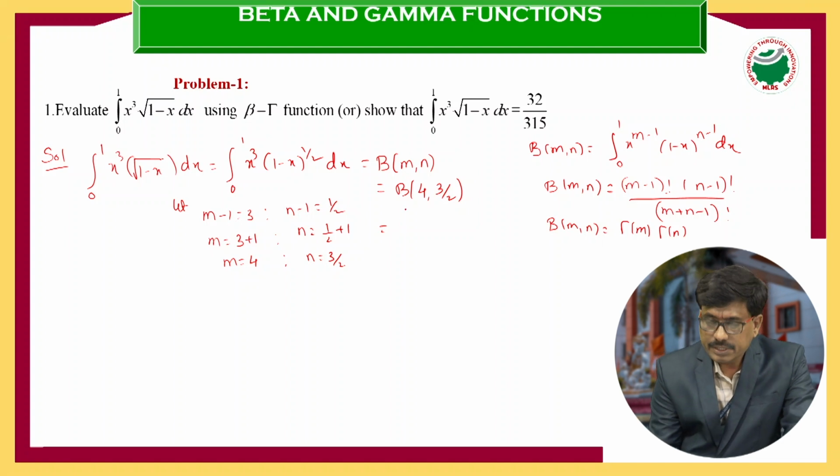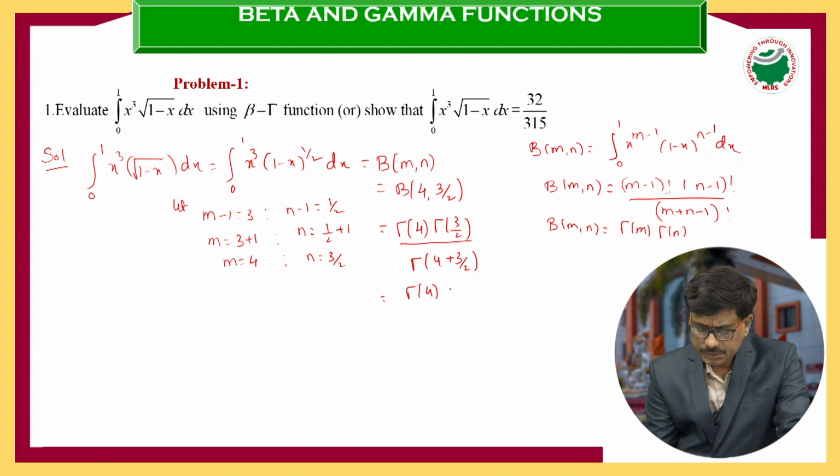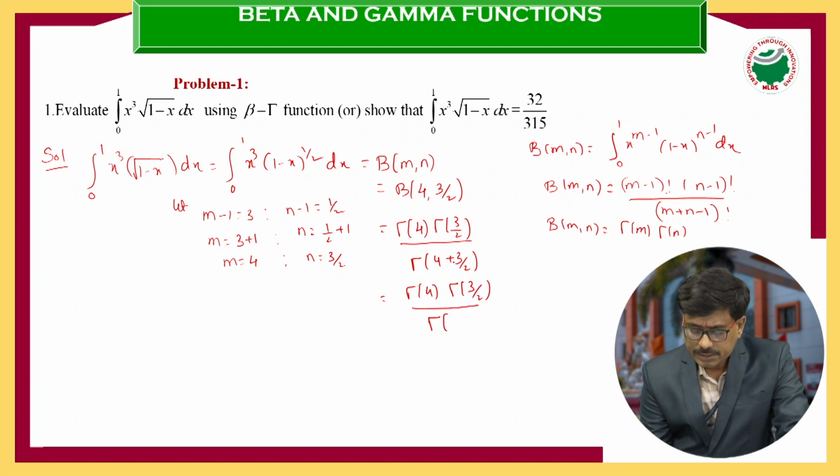Now I am converting beta into gamma functions: gamma of 4, gamma of 3 by 2 whole divided by gamma of 4 plus 3 by 2. This is nothing but gamma of 4 into gamma of 3 by 2 whole divided by gamma of 11 by 2.